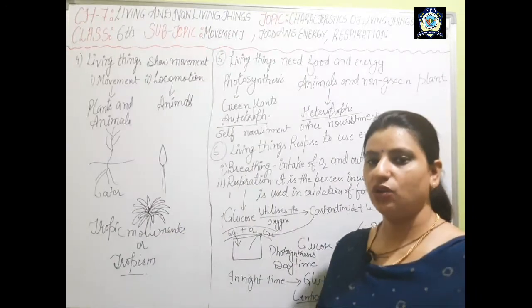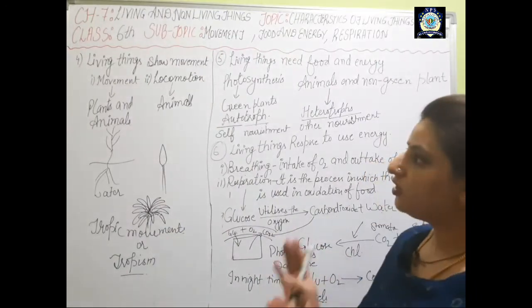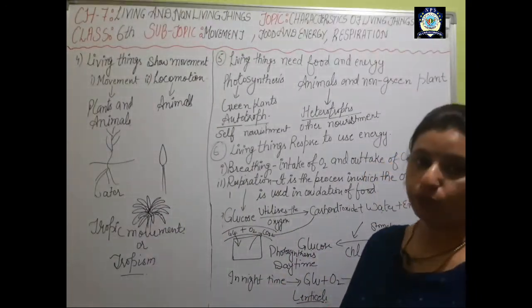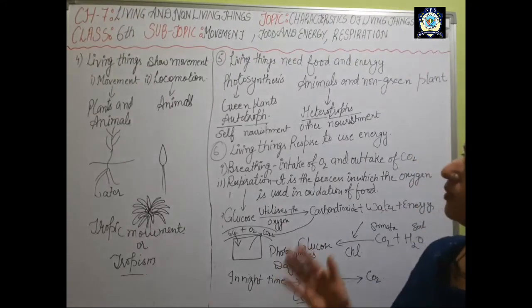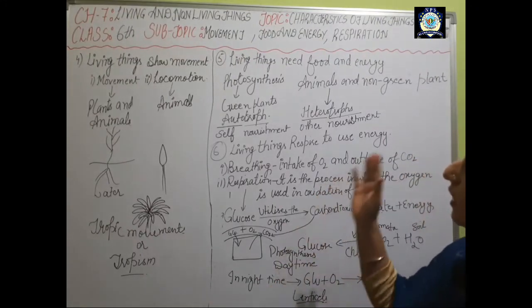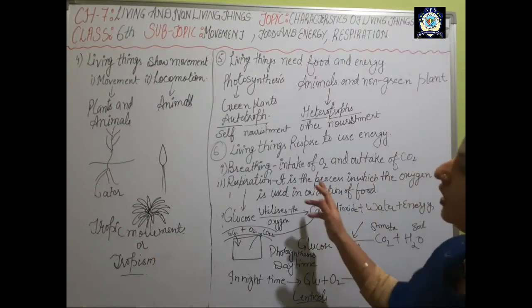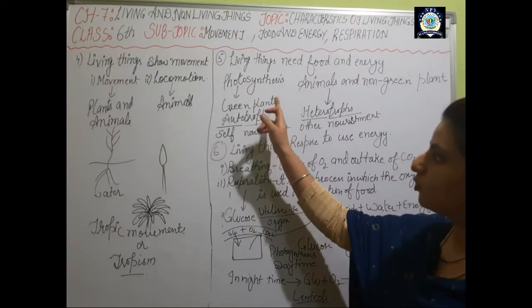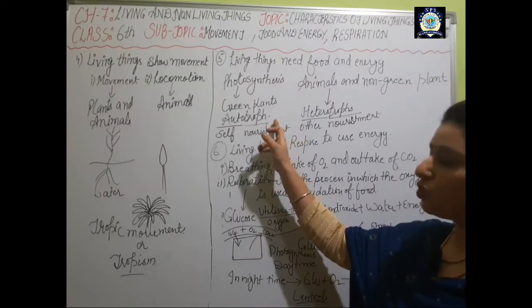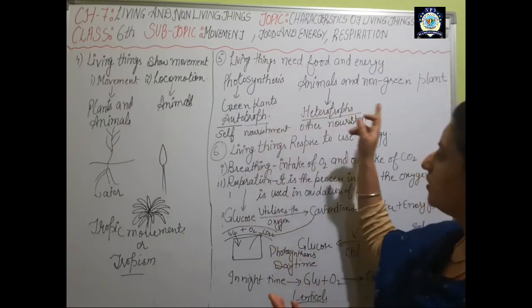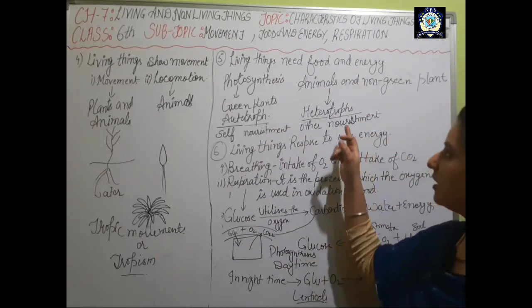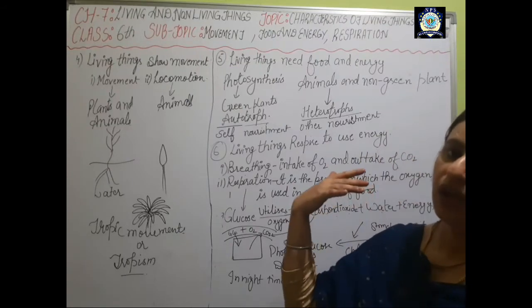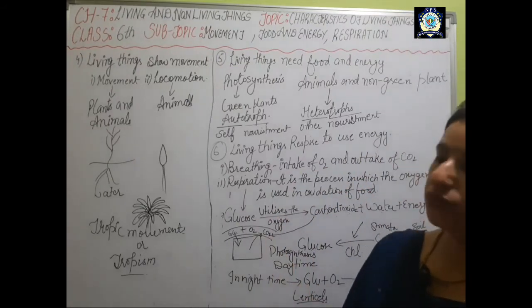So let's recap very quickly all the things we have learned. Three characteristics, that is living things show movement, and along with the movement animals show locomotion. Then living things need food and energy. With the help of plants, the photosynthesis process goes on. They are autotrophs, they form their own food, but the animals and the human beings are heterotrophs. They depend directly or indirectly on the plants for their food.